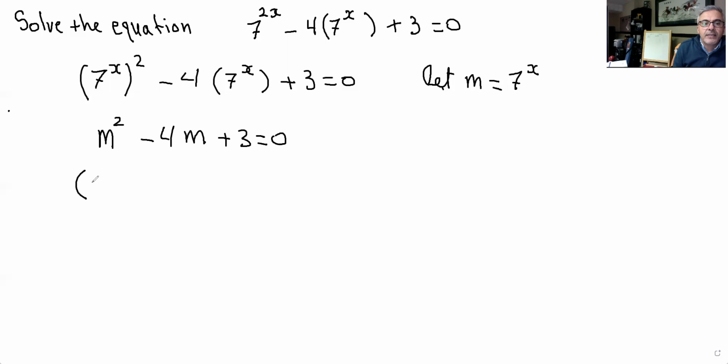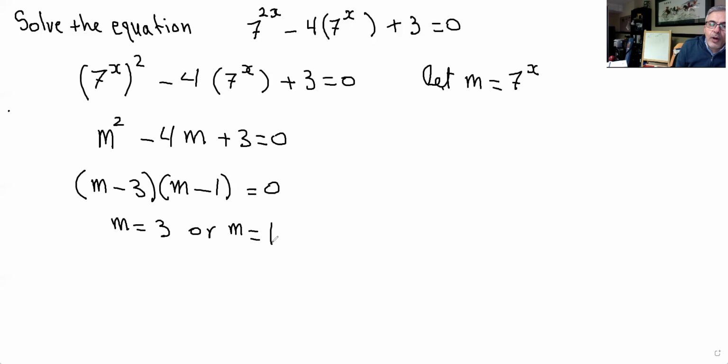I'm going to factor this, and I'm going to get m minus 3, m minus 1 equals 0, because what multiplies to give you positive 3 and adds to give you negative 4, these are the two numbers. And therefore, m equals 3 or m equals 1. Now, we shouldn't forget that m is 7 to the x. So now, instead of m, just write 7 to the x equals 3, or 7 to the x equals 1.